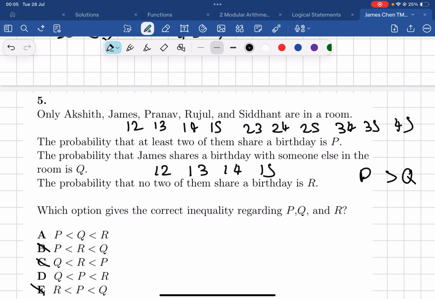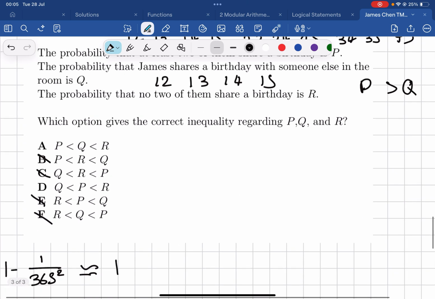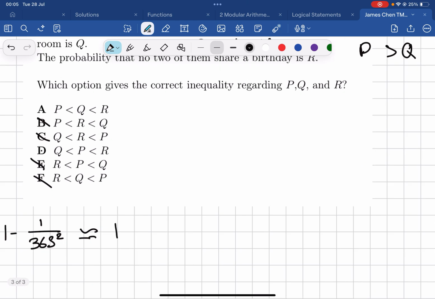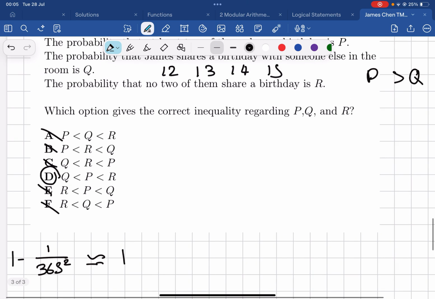And yeah, from that we can just conclude that Q, like the event of Q happening, is sort of a subset of event P. So that means Q must be less than P. So we can say A can go, and D is our correct answer.